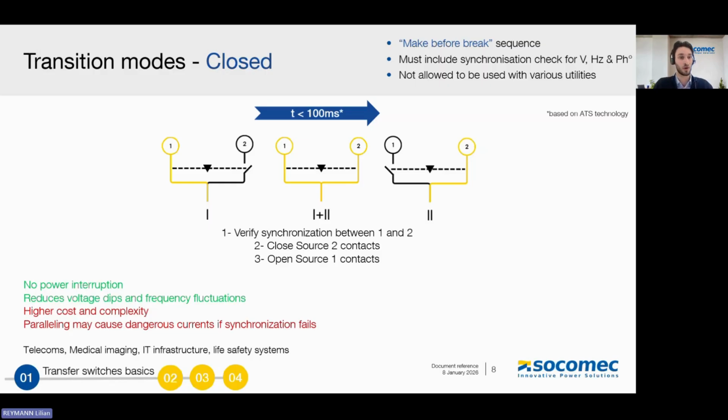This is good because there is no power interruption, so it can be very relevant to use closed transition transfer switches in some applications, like IT infrastructures, when there is a need for no blackouts, and a need for life safety systems, medical imaging and telecoms. But as it's a bit complex, there are of course higher costs. And what I think is also very important is that the paralleling may cause dangerous currents if synchronization fails. So it needs to be synchronized in voltage, frequency, and phase.